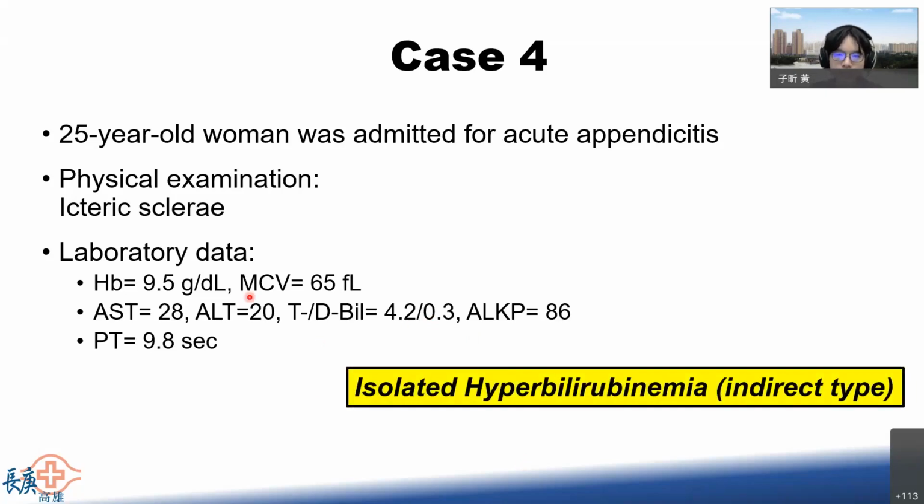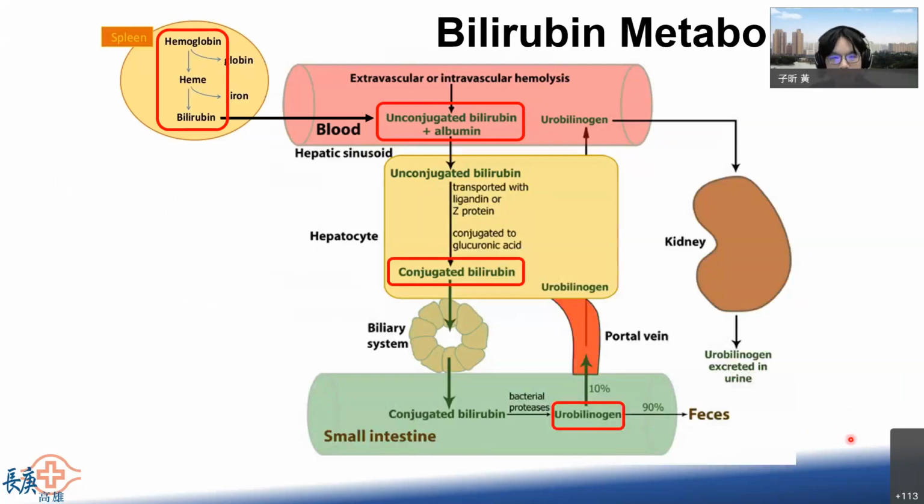So as you can see, the AST, ALT, alkaline phosphatase are normal and only bilirubin is elevated. So this, by definition, is isolated hyperbilirubinemia. And the direct bilirubin is not elevated. So this is an indirect type of hyperbilirubinemia. So this will bring us to the next topic, bilirubin metabolism.